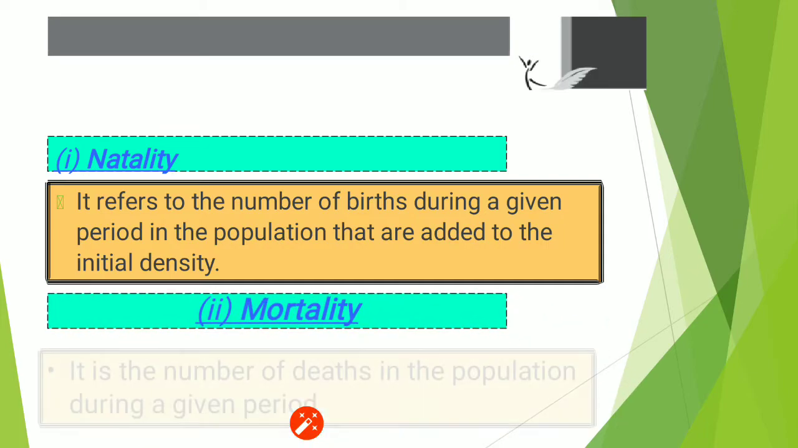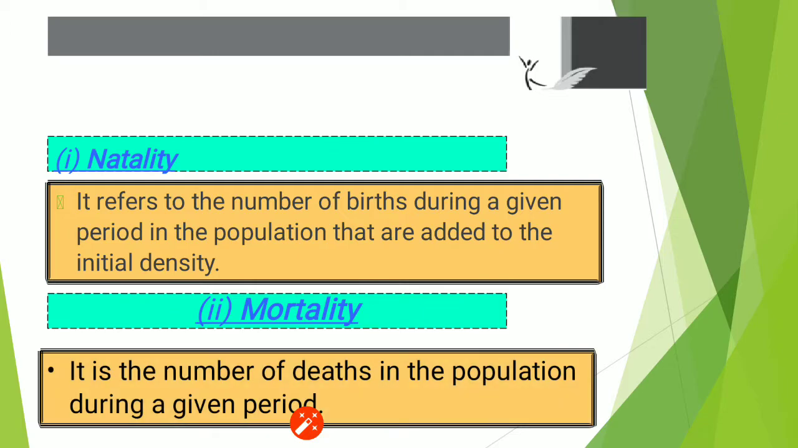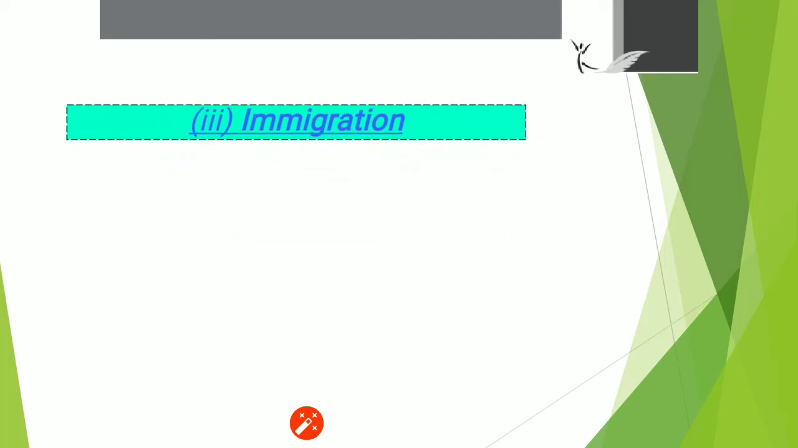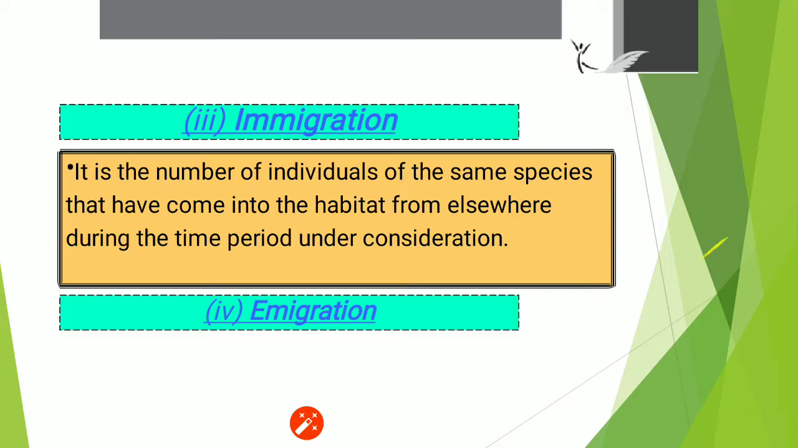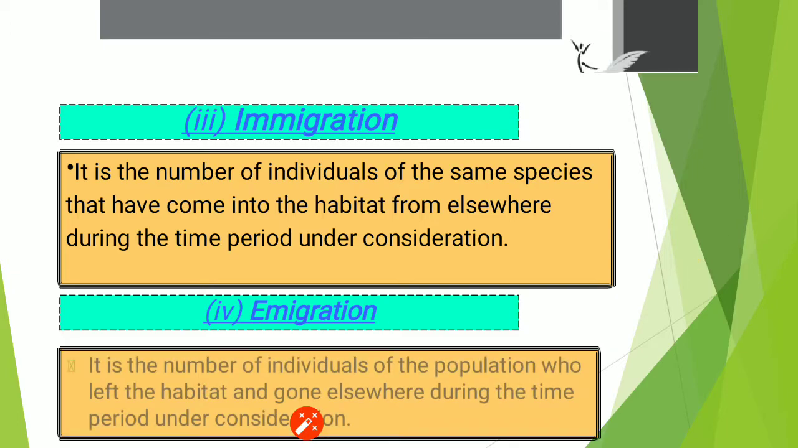Second is mortality. It is the number of deaths in the population during a given period. Immigration. It is the number of individuals of the same species that have come into the habitat from elsewhere during the time period under consideration. Emigration. It is the number of individuals of the population who left the habitat and gone elsewhere during the time period under consideration.